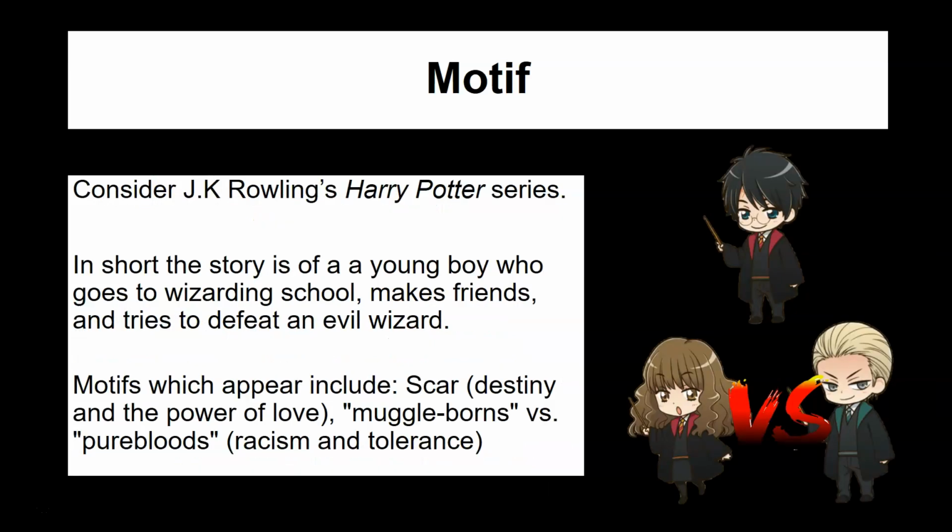A great example of this is from the Harry Potter series, throughout the novels, whereby a motif might be the scar on Harry's forehead, representing destiny, because he is destined to fight off and face Voldemort, but it also is a motif of the power of love of his family, which protected him. Another motif is Muggle-borns versus purebloods, which explores racism and tolerance.